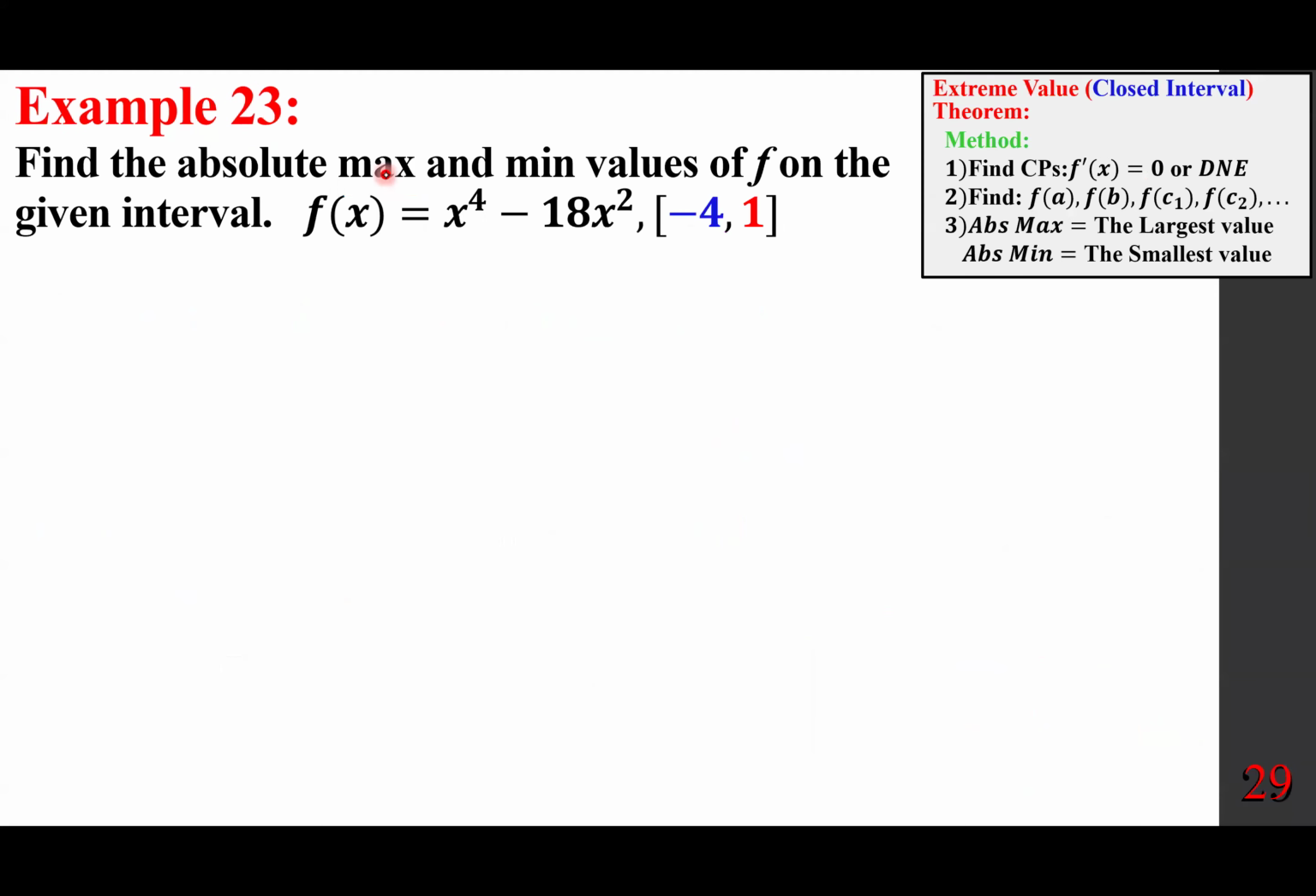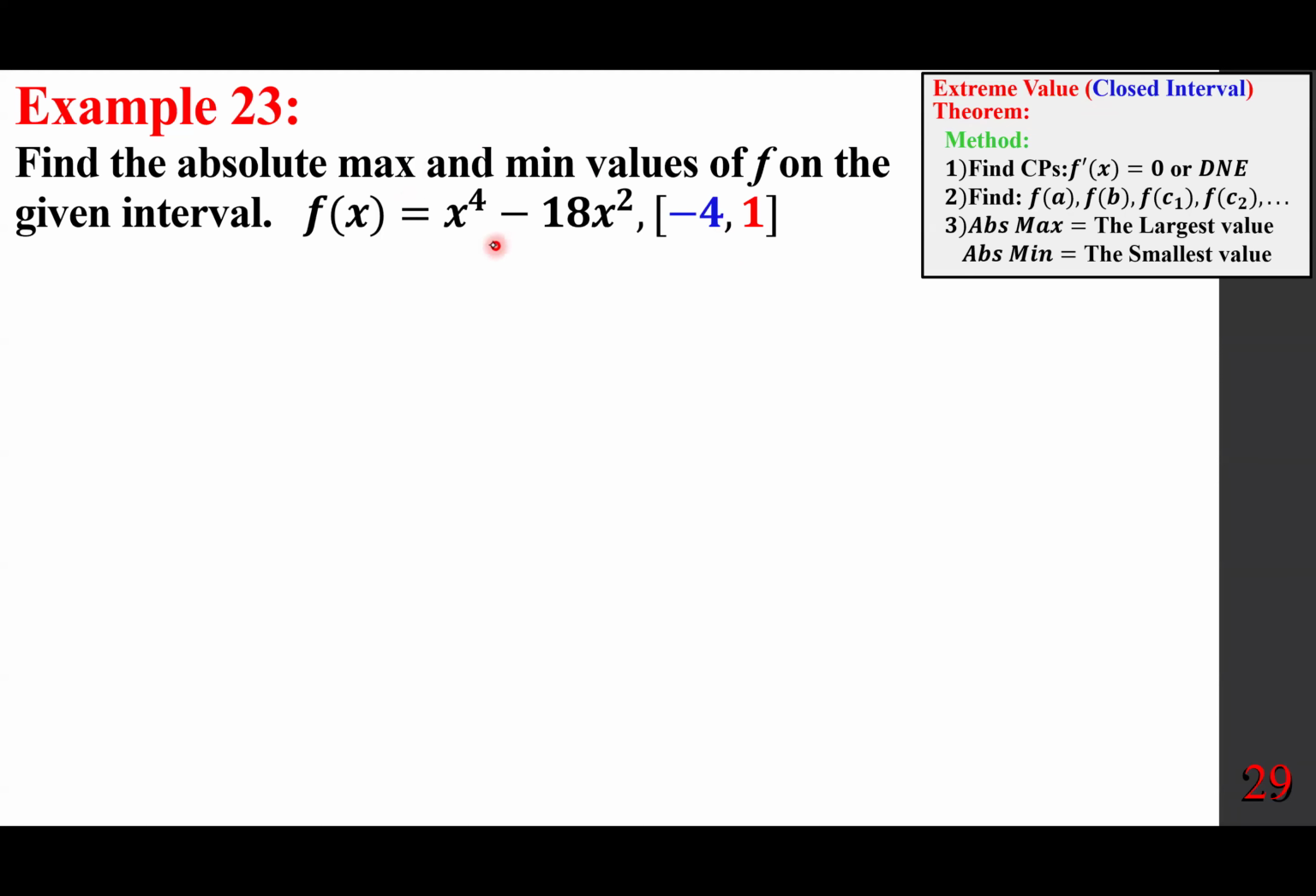Find the absolute max and min for the function f, where f of x is x to the power of 4 minus 18x squared, on the closed interval of negative 4 to 1. When you have a function which is continuous on a closed interval, you can use the closed interval methodology. First, you have to justify why you can use that.